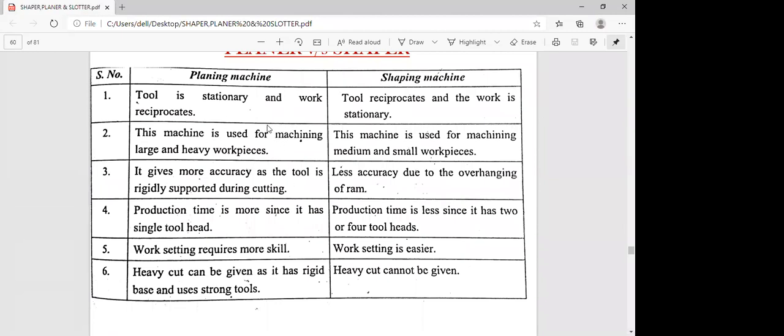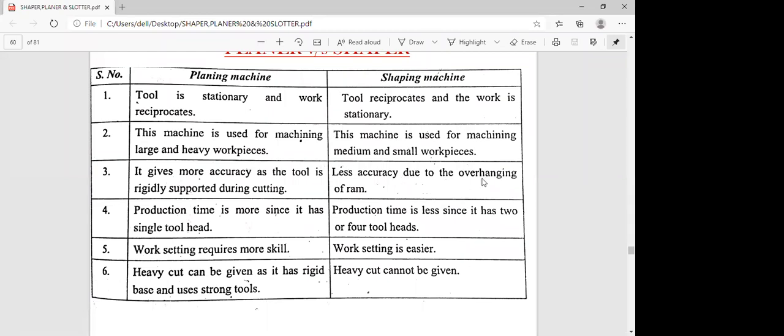So already we have seen this also, the difference between the planing machine and shaping machine. The first one: the tool reciprocates and the work is stationary in the shaping machine, and in the planing machine the work reciprocates and the tool is stationary. The shaping machine is used for machining medium and small workpieces, and the planing machine is used for machining large and heavy workpieces. All this we have seen, it is just a repetition.